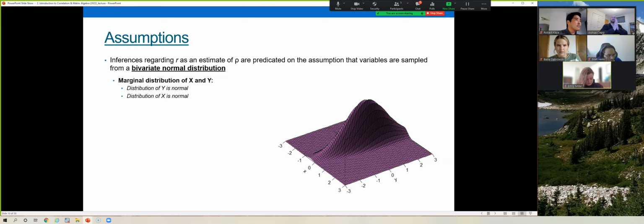And when we start to get into this understanding of a bivariate normal distribution, we're out of one-dimensional or two-dimensional space, and we start getting into three-dimensional space and trying to think about what's going on with these distributions.